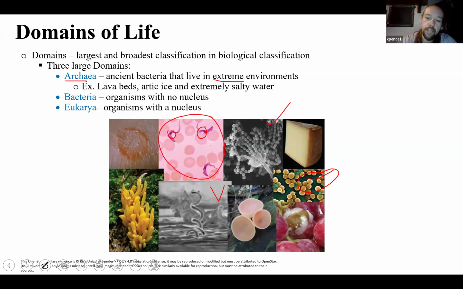Let's see. That's mold, that's a fungus, that's a fungus, and that's also a fungus. So that last one there is called ringworm. It's called ringworm here in the United States. I don't know what everybody else calls it, but it's actually a fungus that grows on the skin.